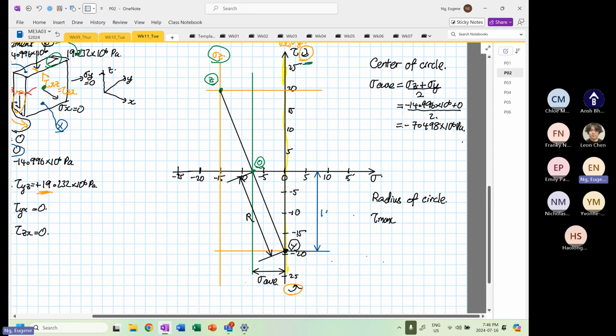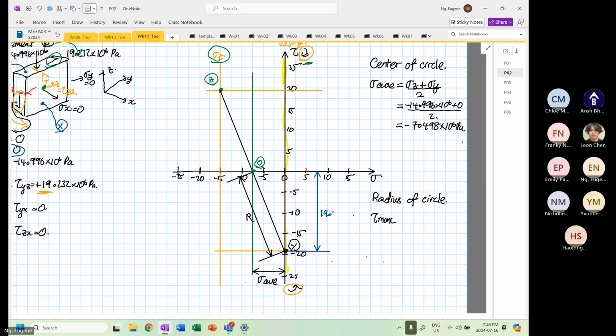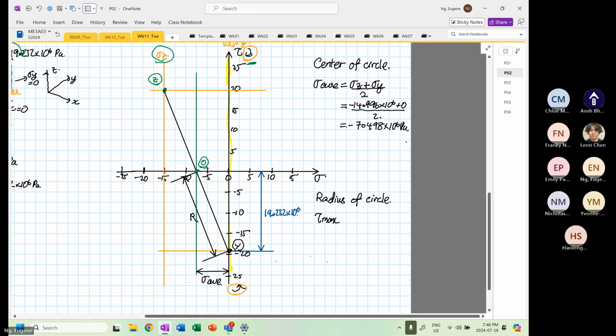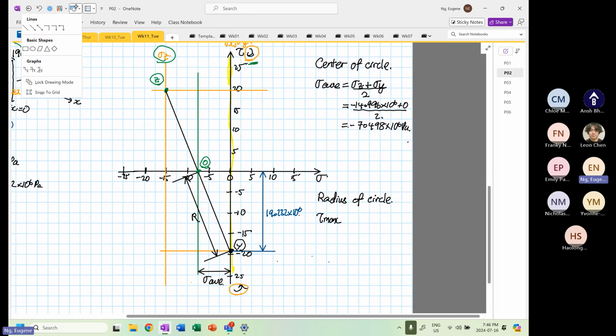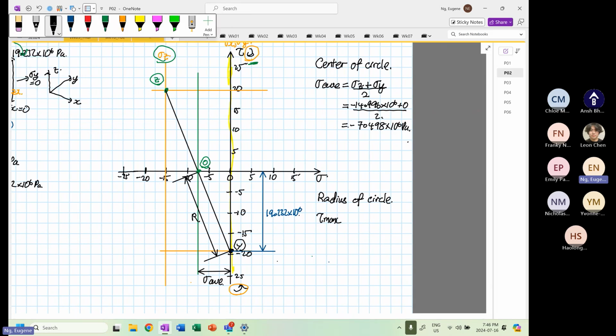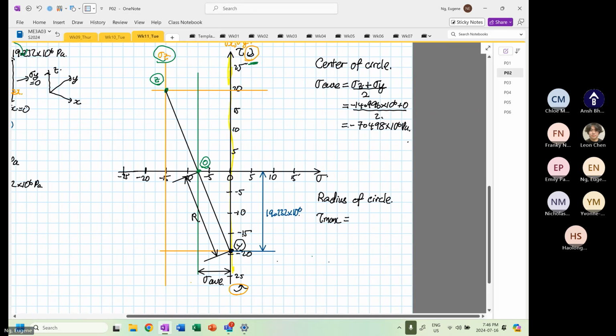Is 19 point what? 232. And set about 6. So our maximum shear, or radius of the circle, is equal to the square root of 7.498 or minus 7.498 times 10 to the power 6, squared.